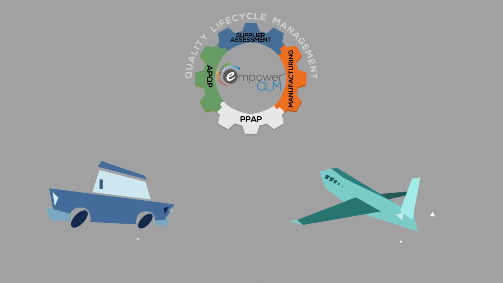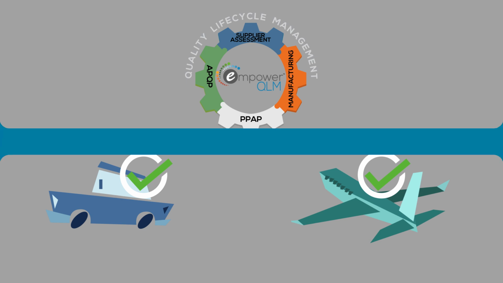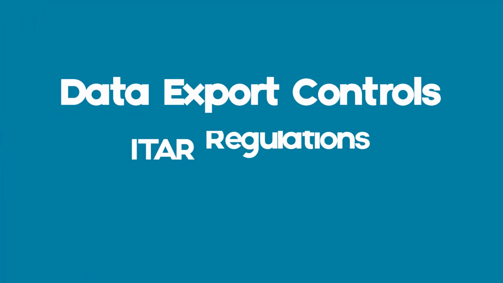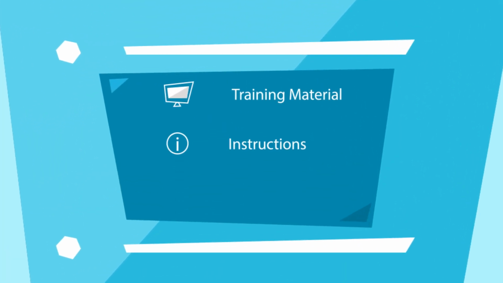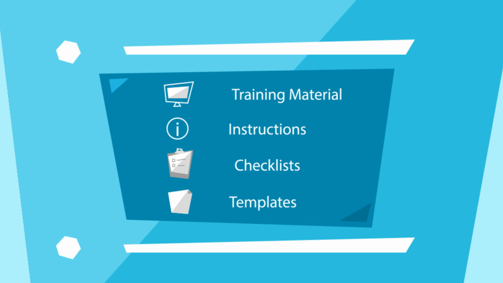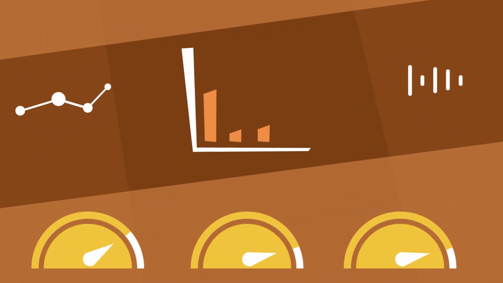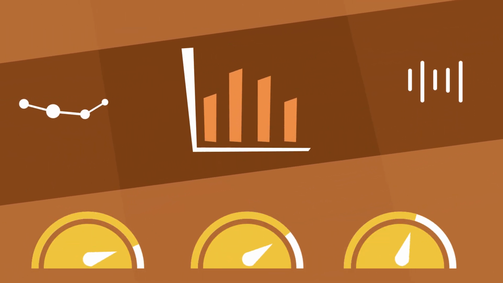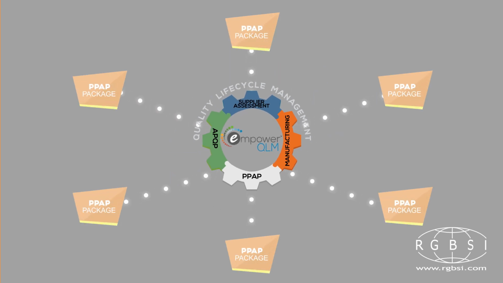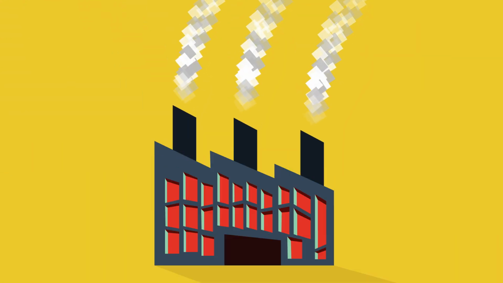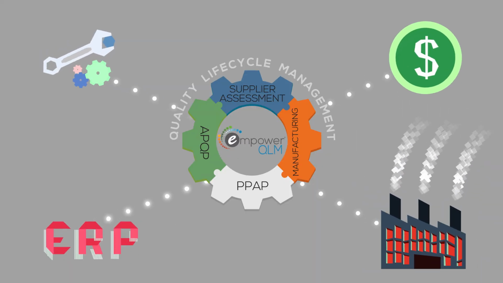Empower PPAP meets all automotive and aerospace standards, as well as data export controls and ITAR regulations and requirements. Work your way through each PPAP element with training material, instructions, checklists, and templates. With customized dashboard-based metrics and reporting capabilities, Empower PPAP manages PPAPs across your organization. Integrate engineering, purchasing, ERP, and manufacturing systems all in one easy-to-use tool.